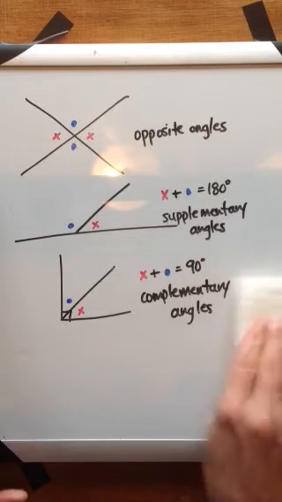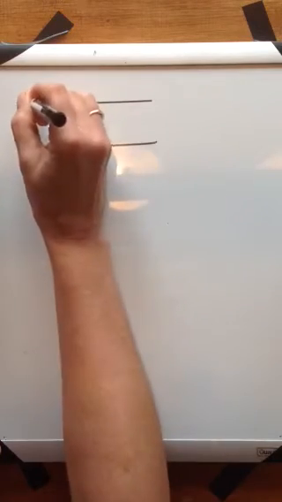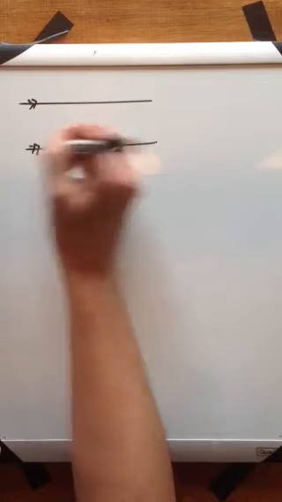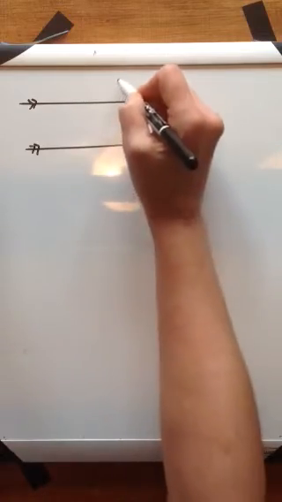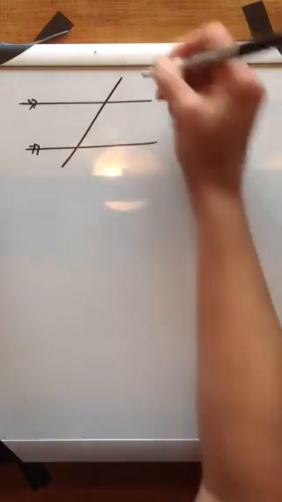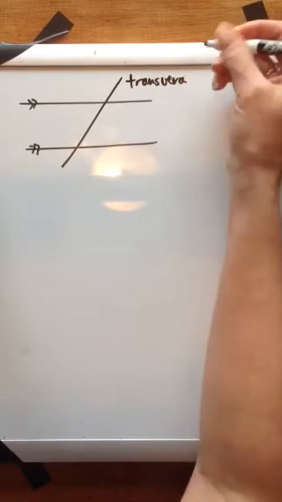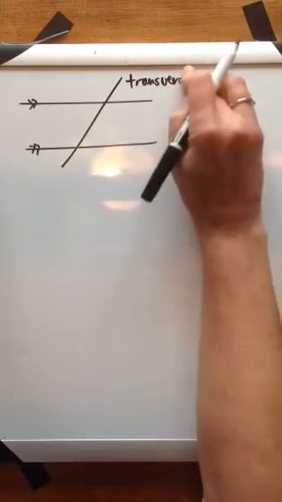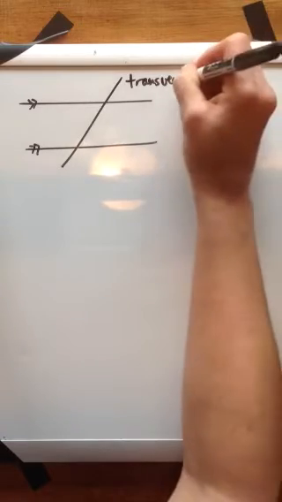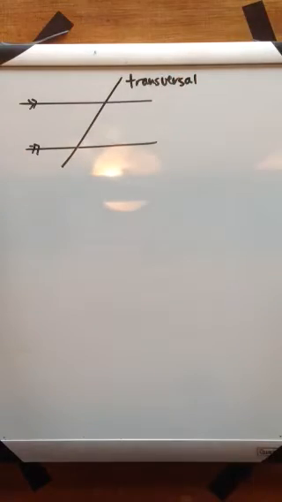Now, let's go to a situation where we've got some relationships within sets of train tracks or parallel lines. The first one we want to look at is where we have a set of parallel lines and they have a line crossed through them, which is called a transversal. And there's a number of cool patterns that we can see when a transversal crosses two parallel lines.